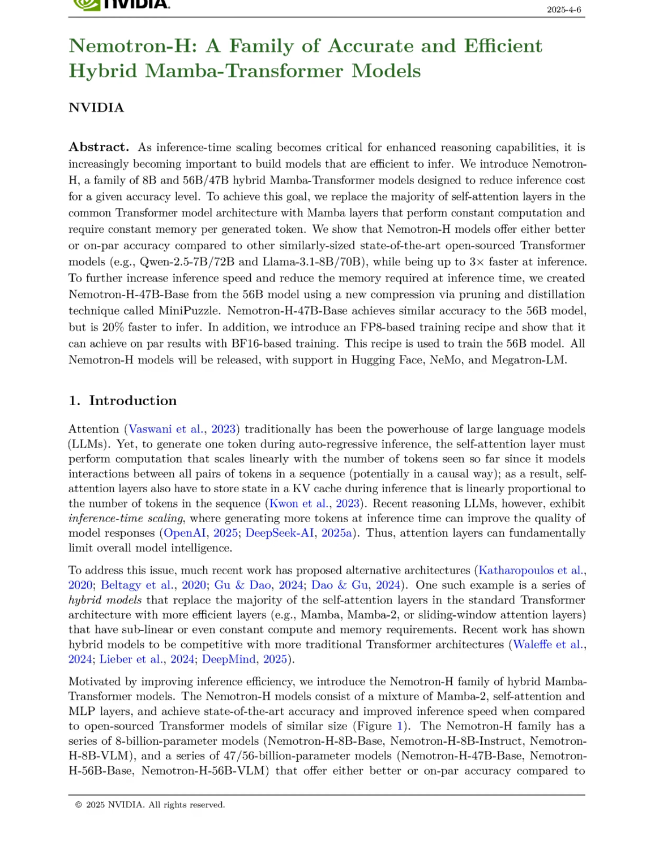The Nemotron-H model addresses the inefficiencies associated with traditional self-attention layers in large language models, LLMs, which require linear computation and memory scaling with the number of tokens processed. This limitation can hinder overall model intelligence and inference speed. By incorporating a mixture of Mamba-2, self-attention, and MLP layers, the Nemotron-H models achieve sublinear or constant compute and memory requirements, significantly improving inference efficiency.